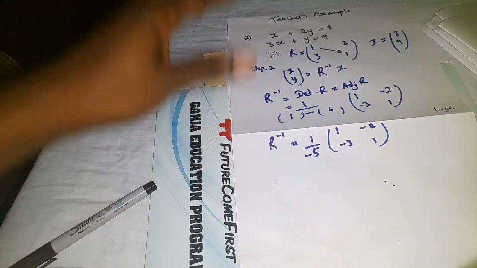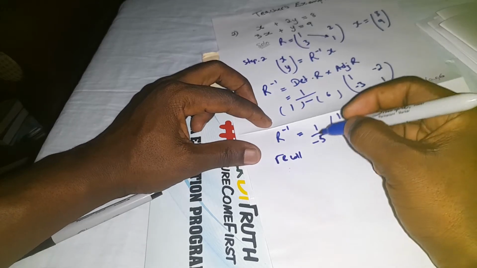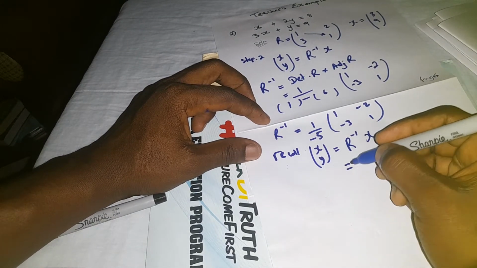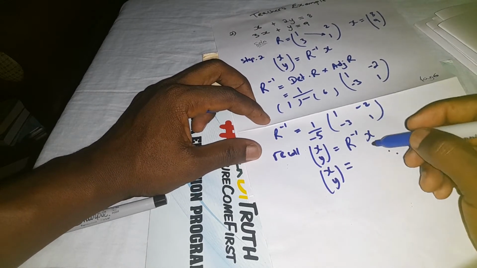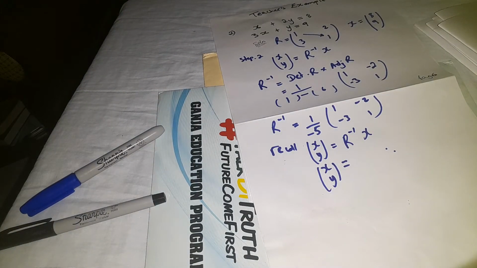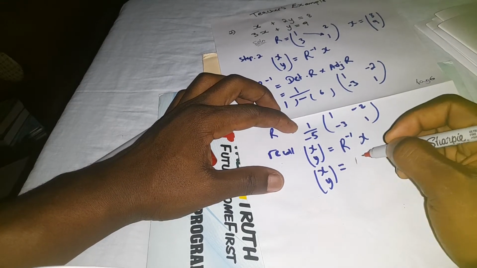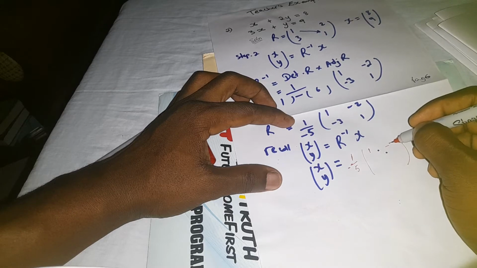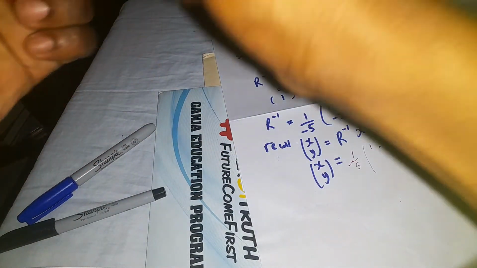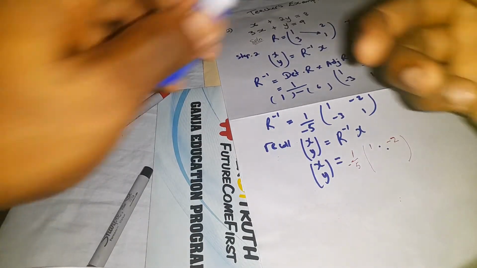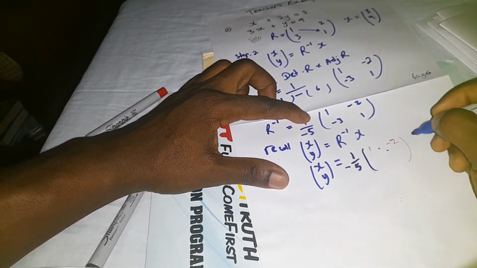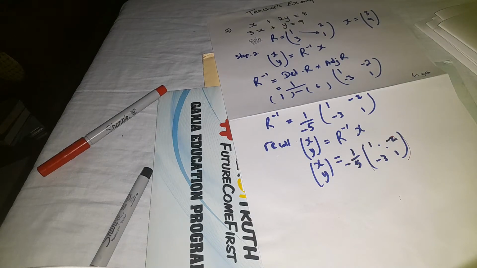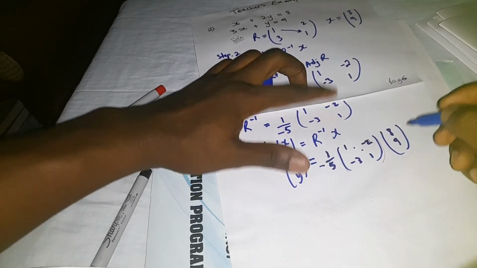Now we want to multiply the inverse. Now recall the formula. Recall x and y equal R inverse times x. So x and y now. What is R inverse? R inverse is 1 over negative 5, or negative 1/5, times the matrix 1, 2, 3, 1. What is x? Remember what we got x to be? 8 and 9.